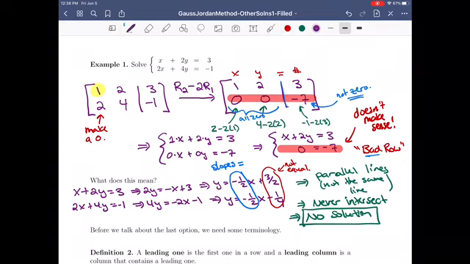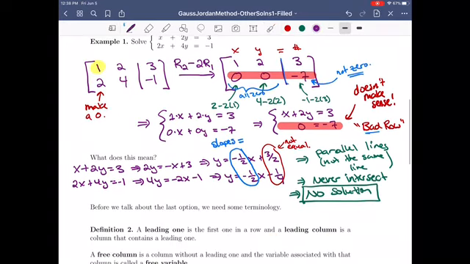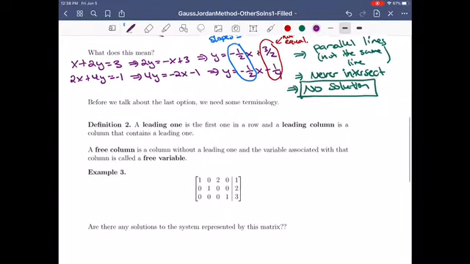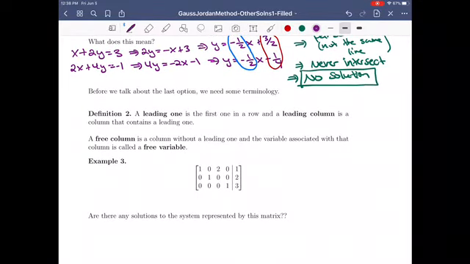Now, before we talk about the infinitely many case, we need some terminology because this one is a bit tougher. So we define a leading one to be the first one in a row. A leading column is a column that has a leading one. A free column is a column that does not have a leading one, and the variable associated with that column is called a free variable.